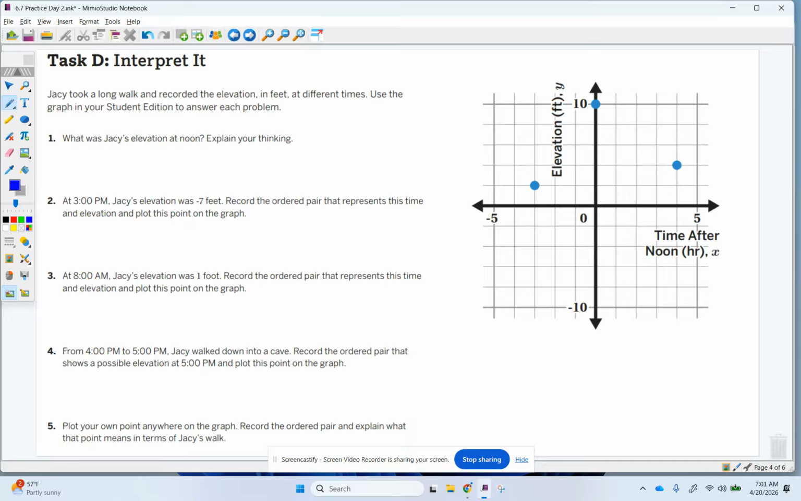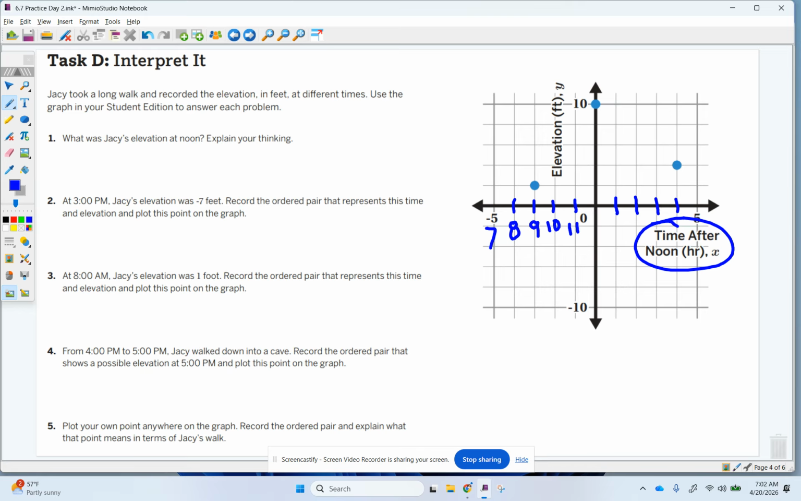This is a weird one. This is a pathway, and if we didn't get to this in class, I totally understand. It says Jace somehow, like keeping track on his phone or his watch or something, was keeping track of his elevation as he was walking through the city. Now, it says, what was Jace? So it says time afternoon. So this is like 1 p.m., 2 p.m., 3 p.m., 4 p.m. That works great. But time before noon would be, this is 11, 10, 9, 8, and then 7 o'clock in the morning if you're looking at that.